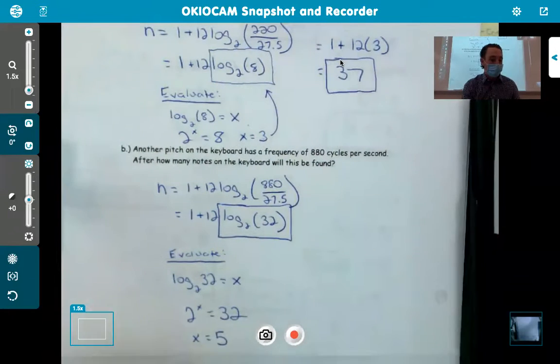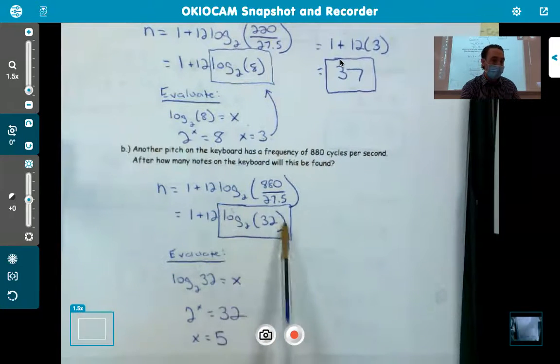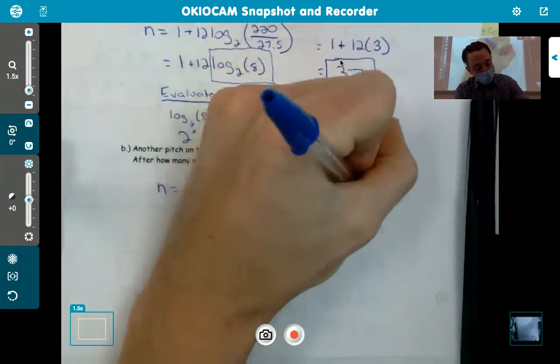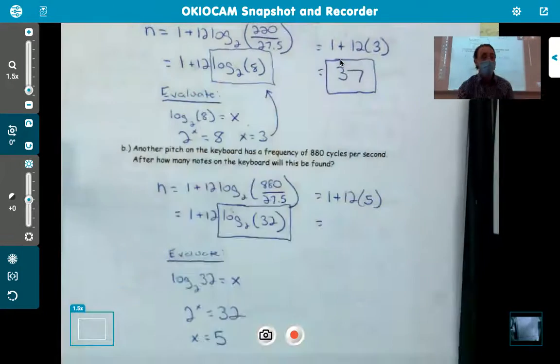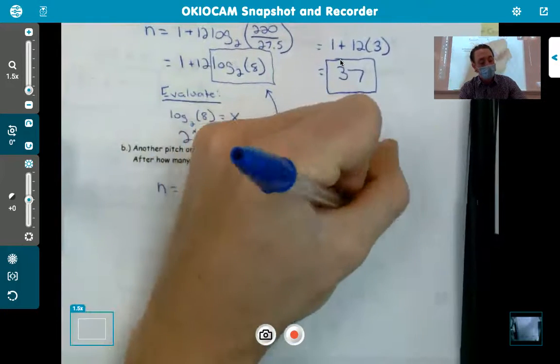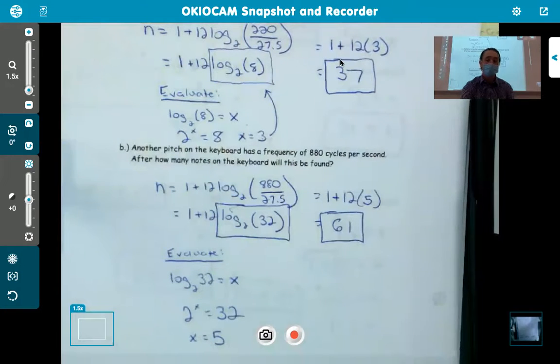So now what I'll do is take that 5 just like before and plug it back into my equation where I saw this entire logarithmic function. All right. So I have 1 plus 12 times 5. What's 12 times 5? 60. And then I add 1. So the note that I'm at here is the 61st note. All right. Pretty cool.